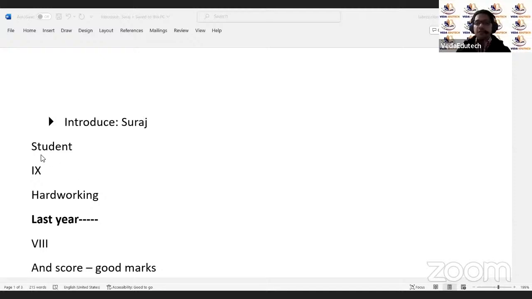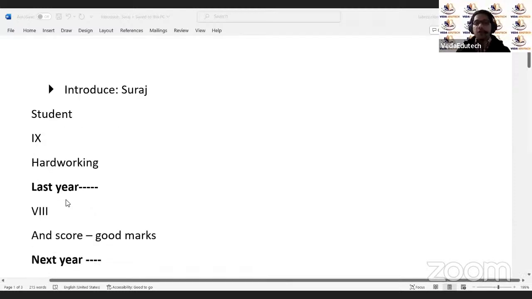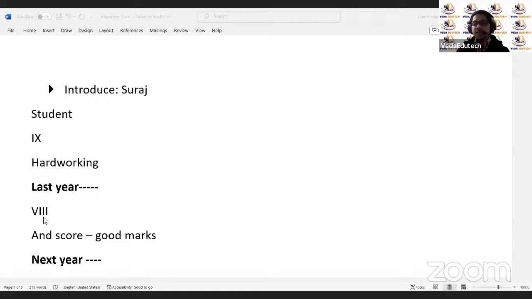So he is a student, he studies in ninth class, or he is in ninth class, he is hardworking. Okay, he is hardworking examples हैं, इसमें आप और भी ऐड सकते हैं if you want to talk more about Suraj in terms of giving his introduction. Okay, last year, if you are talking about last year, then what is the hint? Last year he was in 8th class.